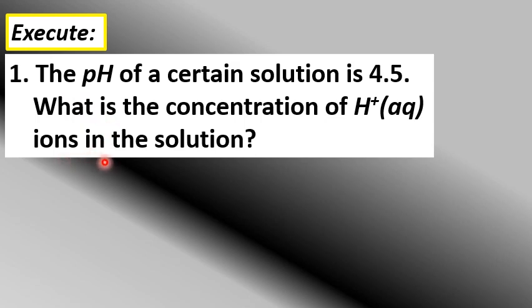So let's now answer the given questions. For question number one, the pH of a certain solution is 4.5. What is the concentration of the positive hydrogen ion in the solution?